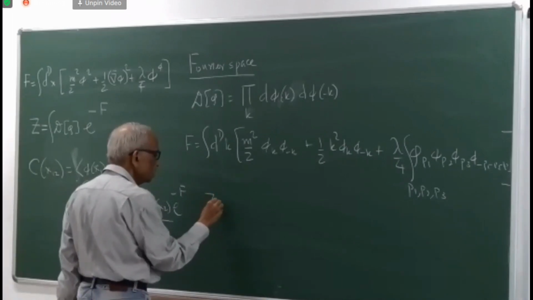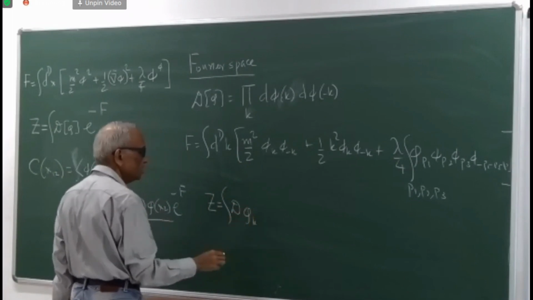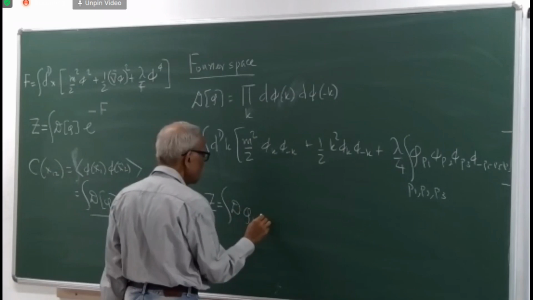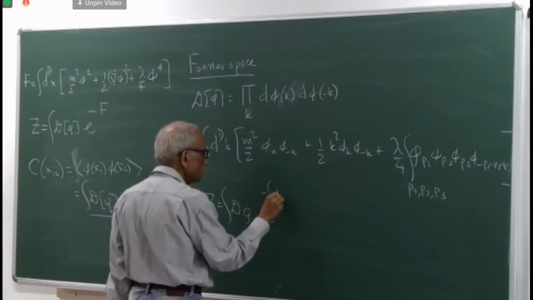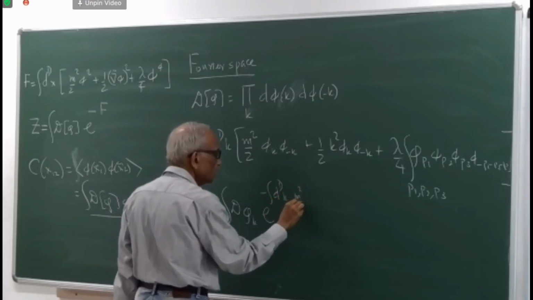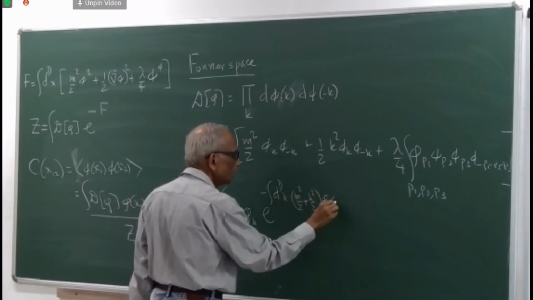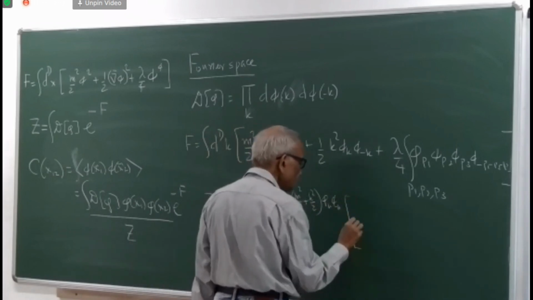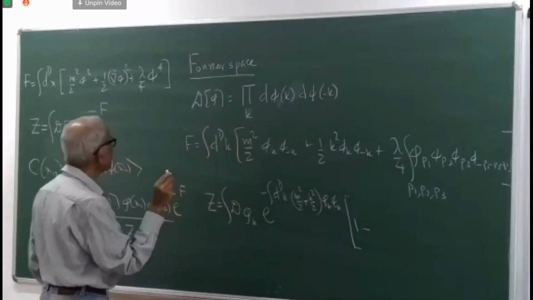And where we were is that we were calculating this Z over here, which is now the integral of d phi k. So this is the measure in Fourier space, and here is the integral d^dk of m squared by 2 plus k squared by 2 phi k phi minus k.